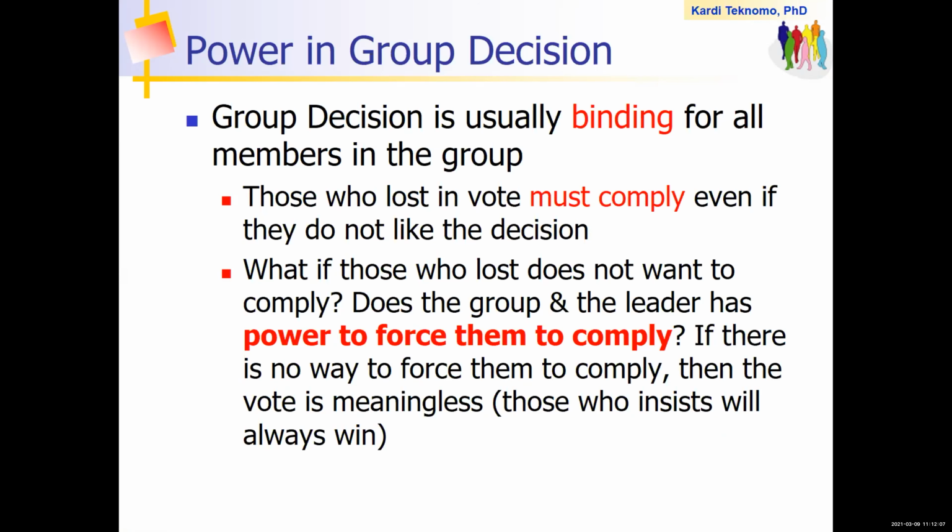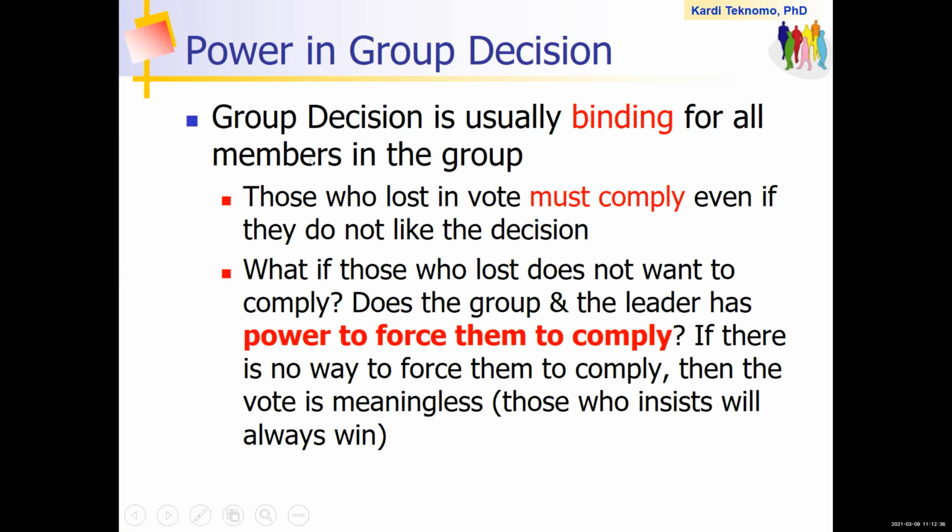When we discuss group decision here, we talk about the voting, okay? But there is a certain assumption about it that I need to discuss in the beginning. There is a force to comply. That force can be education. For example, you educate people to understand democracy, that if you lost, you must comply, even if it is not something that you like.